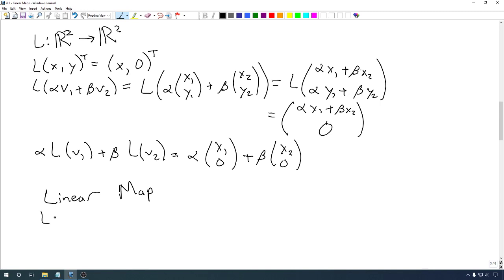So something else might be L of (x, y) could be something like (y, x). This would be a linear map. I mean, we don't have to keep the x and y in their corresponding spots. In fact, we can kind of combine the x and y's.